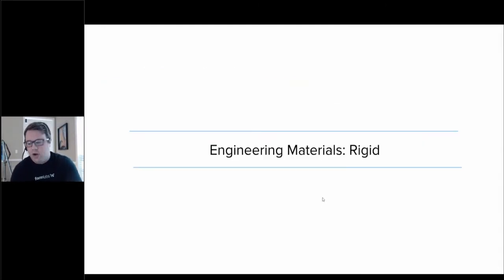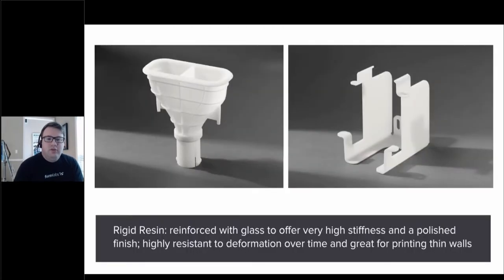Next material is our rigid resin, and here's a piece. Rigid resin is our first resin that's reinforced with glass fiber. So this is a really stiff material. It's great for anything that's going to be thin wall. So if you're trying to produce a prototype of something that might end up being sheet metal or composite or something that's going to be thin, it's a really great material for that.